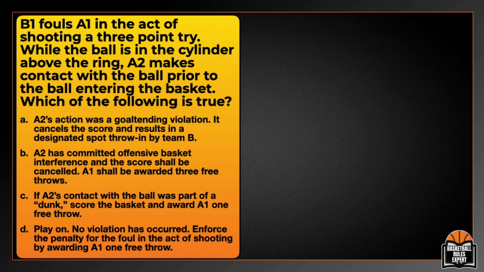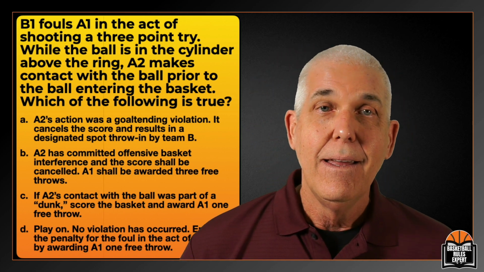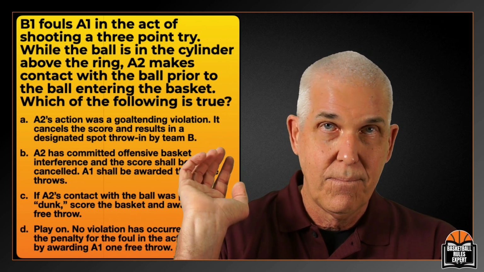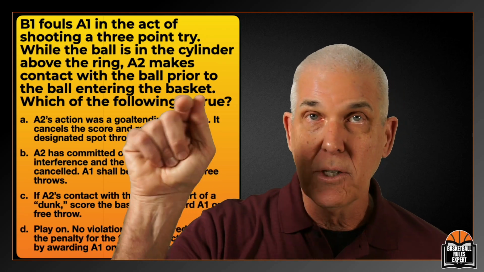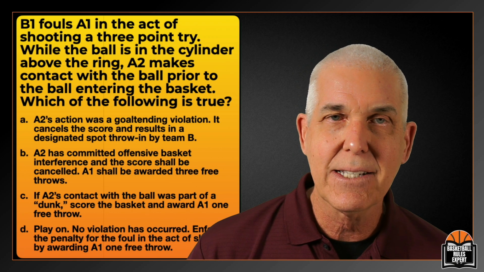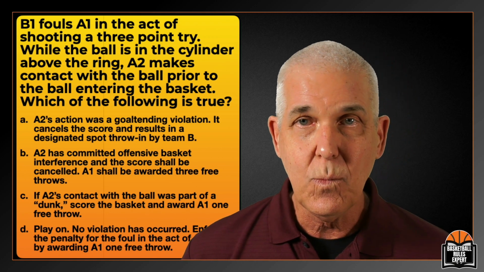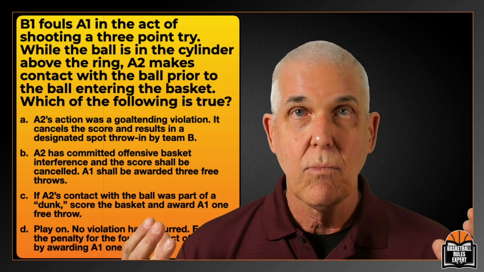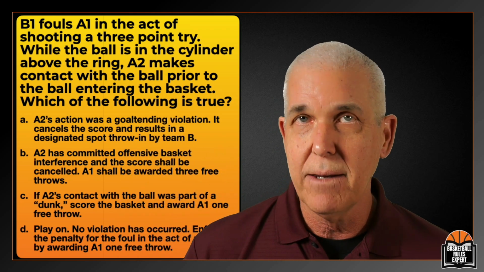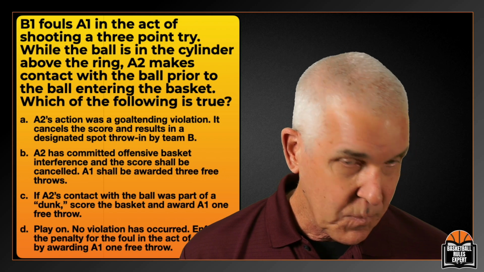Man, that's a lot of words. That's too many words, right? B1 fouls A1 in the act of shooting a three-point try. Okay? The ball is approaching the goal. A teammate of the thrower contacts the ball prior to the ball entering the basket. Let's say it's up near the goal, they tip it, it goes in the basket. Right? So what do we have on this play?